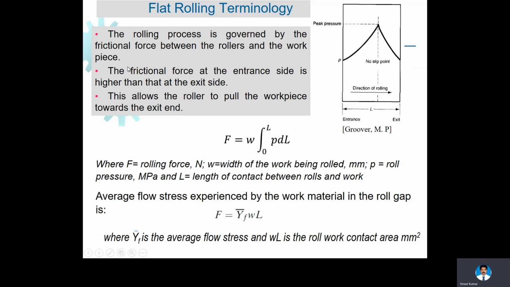So the rolling process is governed by the frictional force between the rollers and the workpiece. The frictional force at the entrance side is higher than at the exit side. This allows the roller to pull the workpiece towards the exit end. The average force required for rolling is equal to flow stress times area W times L. WL is called the roll-work contact area.